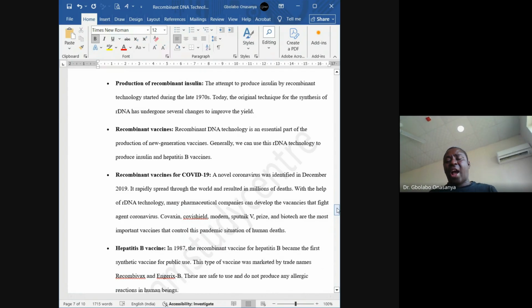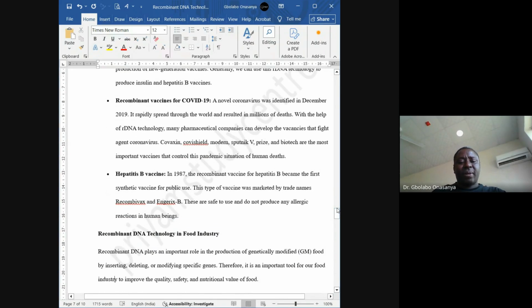Sputnik V is the Russian version of a recombinant vaccine for COVID-19. Am I speaking sense? So the hepatitis vaccine is produced as a recombinant, using recombinant DNA technology.